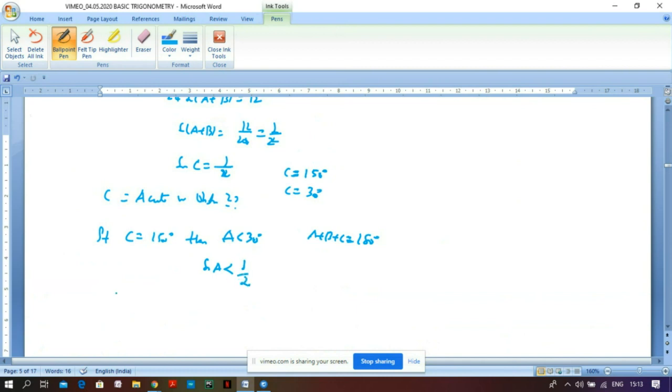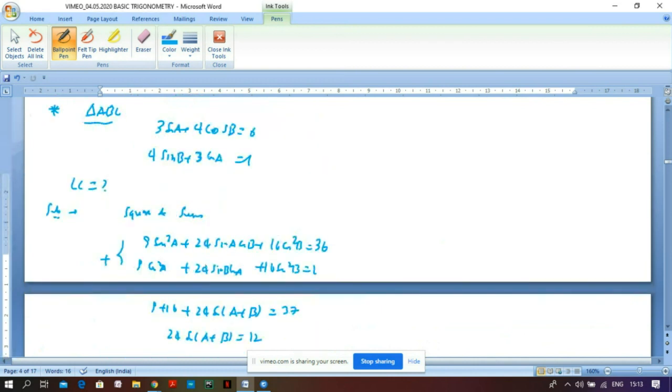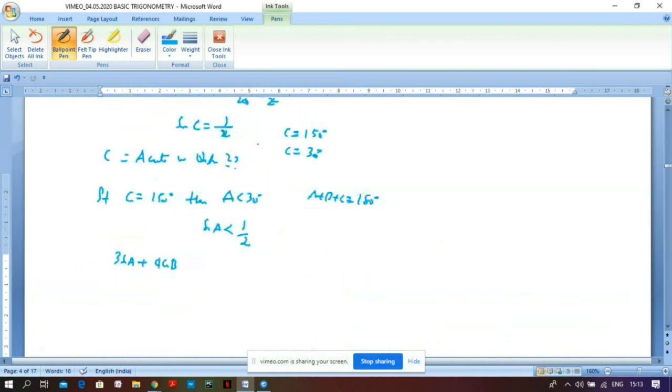If that is the case, then 3 sine A plus 4 cos B, which is given to be 6, you will find that this is not possible. So if this is this, then 3 sine A plus 4 cos B is less than 3 times 1 over 2, and cos B is maximum 1, so plus 4, a crude bound, that is enough to give the result.